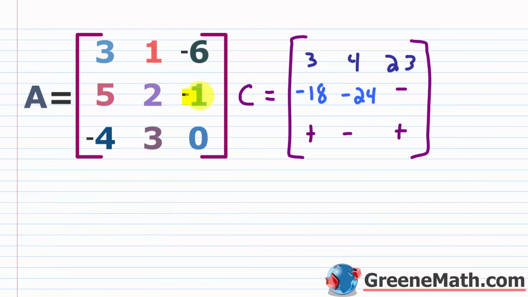Now we have this one right here, so delete the column, delete the row. What's left? We have 3 and 1, negative 4 and 3.